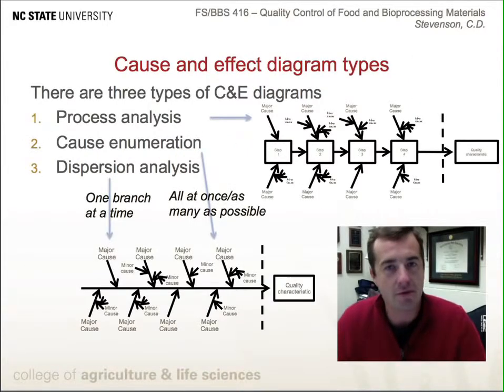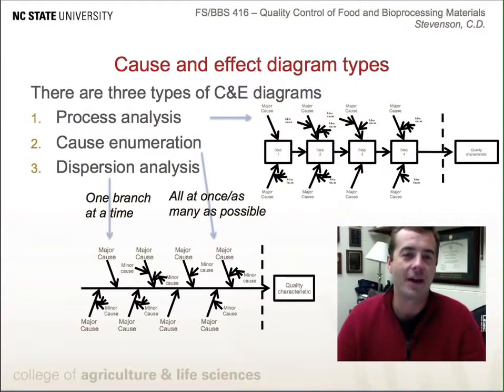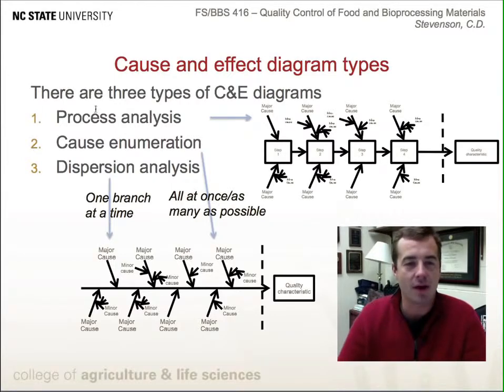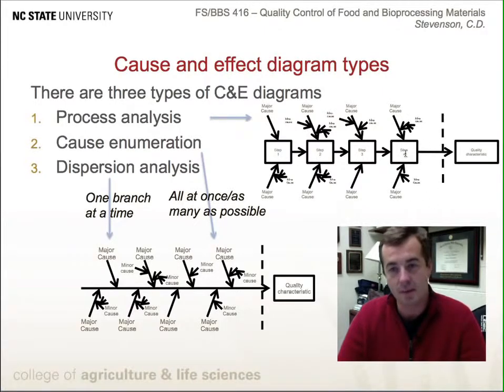There are actually 3 different ways of coming up with the cause and effect diagram. So far I've just shown you the first way, the first type of cause and effect diagram, and that type is the process analysis, where we have different steps in a process that lead to the final product, and for each step in that process we identify major and minor causes that might lead to some sort of an effect. The other 2 types of cause and effect diagrams are essentially the same once they're complete, but the way of going about them is totally different.